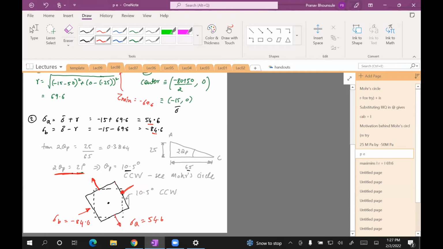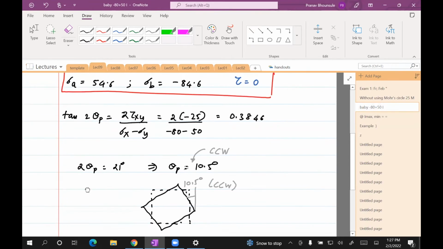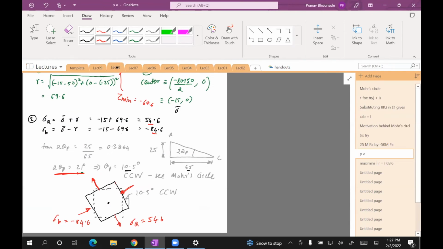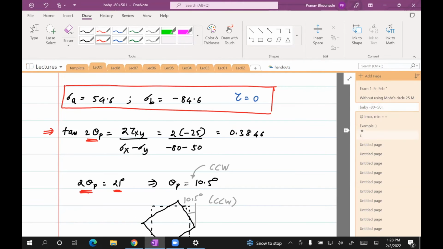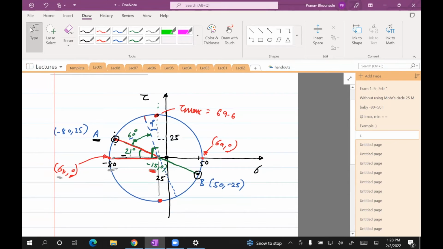That's one way to do it. The other way to do it is what I just talked about some time back, which is if you use this formula here, you can get 2 theta p as 21 degrees. That's pretty much what I used here. And if you want to use trig, then this is what you need to do. You need to be careful about where this line lies, because in the trig you require the information. Okay, so I drew this blue dashed line because that's my new configuration.